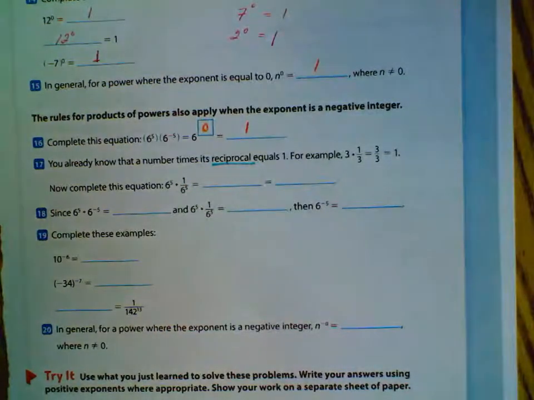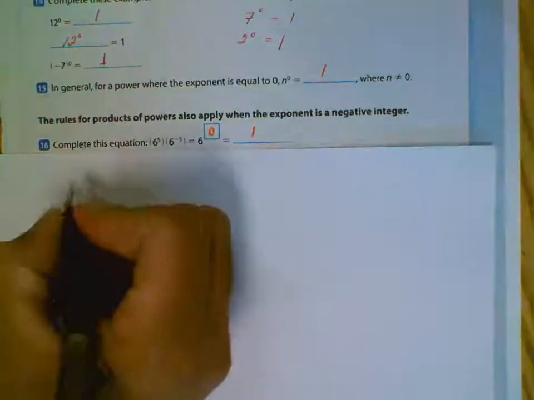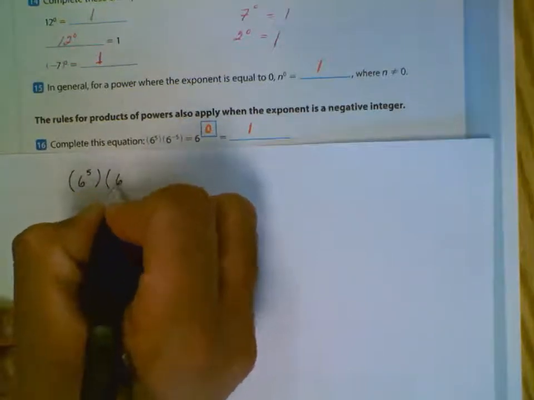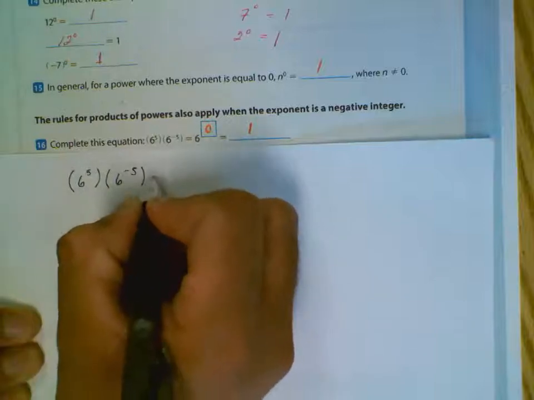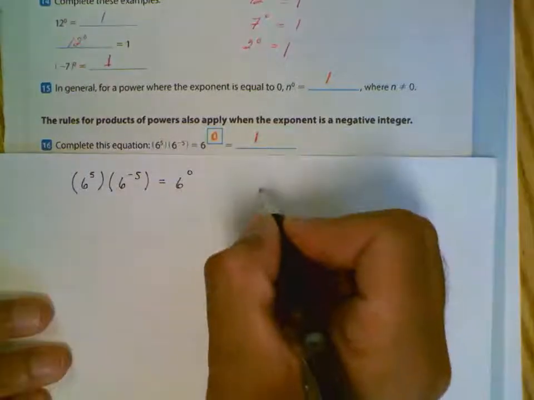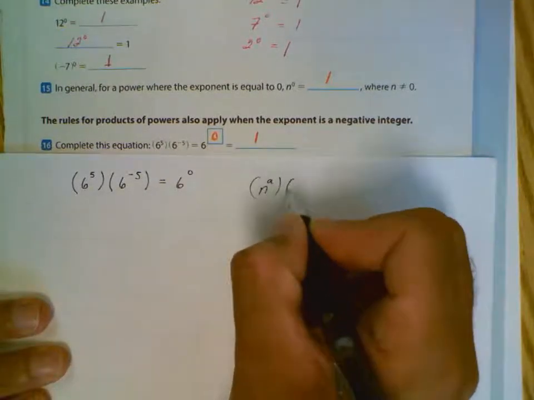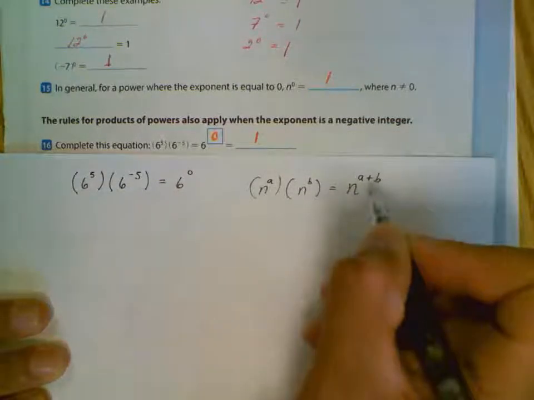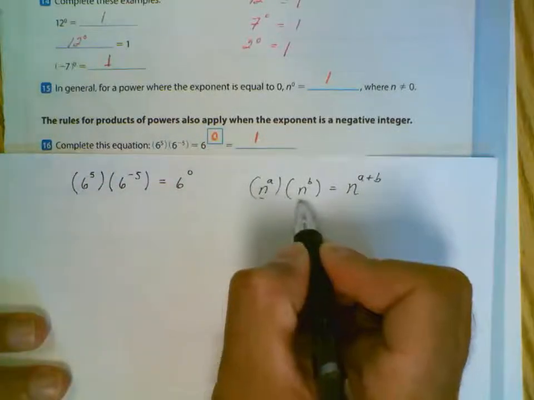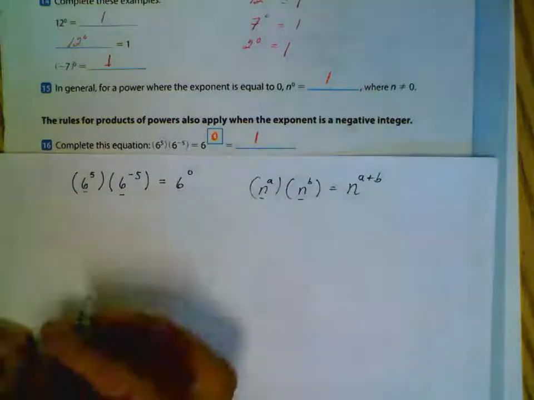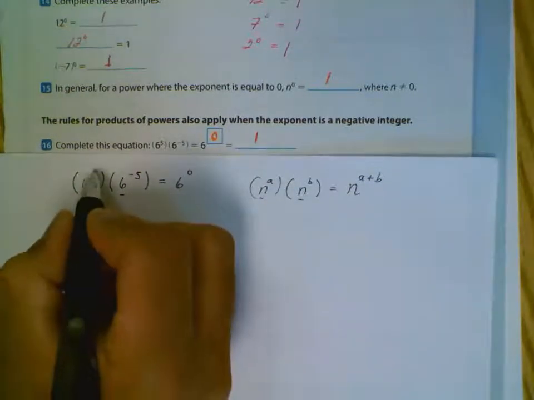Now, let me explain. If I have 6 to the 5 times 6 to the negative 5, and then we said that is 6 to the 0, what's happening? Remember the formula, n to the a times n to the b equals n to the a plus b. The bases are the same and we add the exponents. So in this case, we have the same base, and we add the exponents.